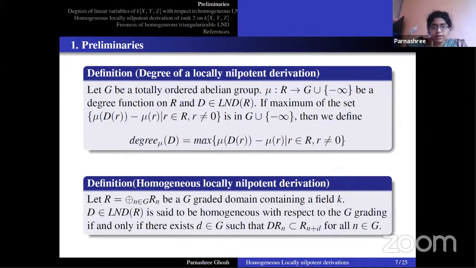Now we define the homogeneous locally nilpotent derivation. Suppose we have a graded domain R containing a field. An LND D on R is said to be homogeneous with respect to the grading if and only if there exists a fixed element small d in G such that the action of D on the nth degree piece is contained inside the (n plus d)th degree piece for every n. Then we say D is homogeneous and the degree of D is small d.